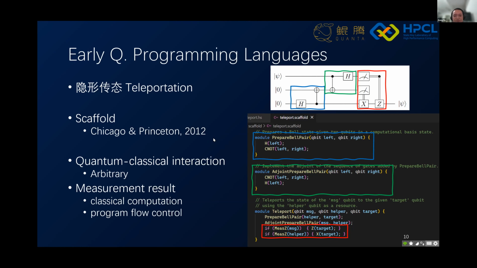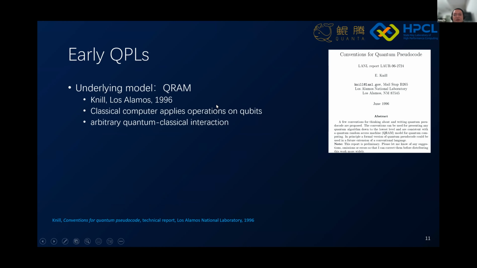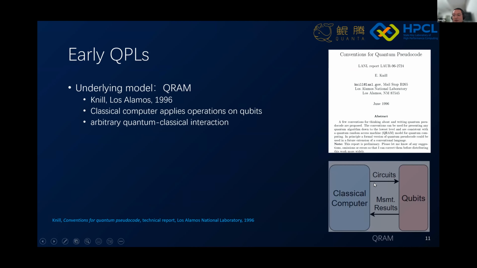And then the measurement result can be used for classical computation and program flow control. So what's the underlying model of these languages? It is QRAM. QRAM was proposed by Knill in 1996. The classical computer applies operations on qubits, and then the qubits return measurement results to the classical computer, and the classical computer can use this measurement result for program flow control and any other kind of computation.